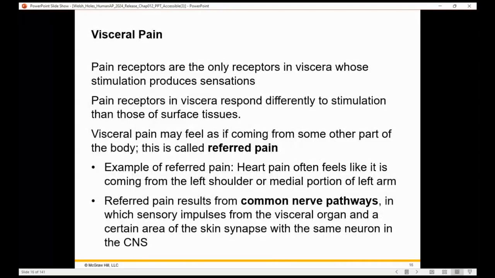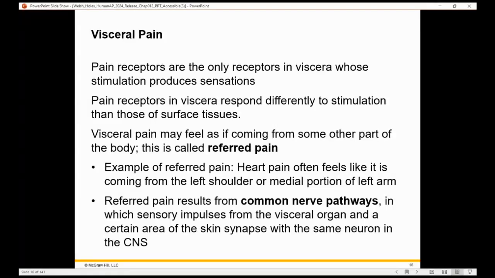Visceral pain. Pain receptors are the only receptors in the viscera whose stimulation produces sensations. Pain receptors in the viscera respond differently to stimulation than those of the surface tissues. Visceral pain may feel as if coming from some other part of the body, and this is called referred pain.